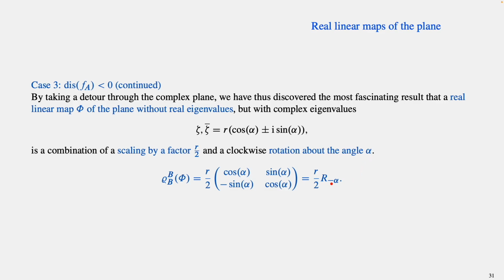So now we actually have a geometric understanding of these real linear maps that do not have real eigenvalues. They are rotations combined with a certain scaling, and the degree of the scaling and the rotation angle are determined by their complex eigenvalues. And I think there's a really very beautiful connection between real and complex geometry here.